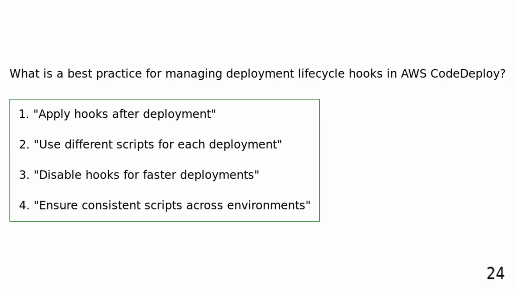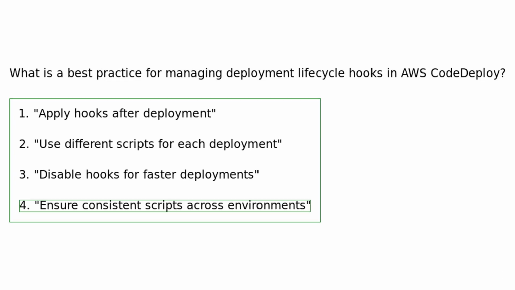What is a best practice for managing deployment lifecycle hooks in AWS CodeDeploy? Apply hooks after deployment. Use different scripts for each deployment. Disable hooks for faster deployments. Ensure consistent scripts across environments. A best practice for managing deployment lifecycle hooks in AWS CodeDeploy is to ensure consistent scripts across environments.